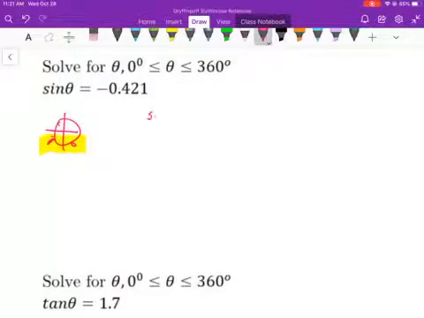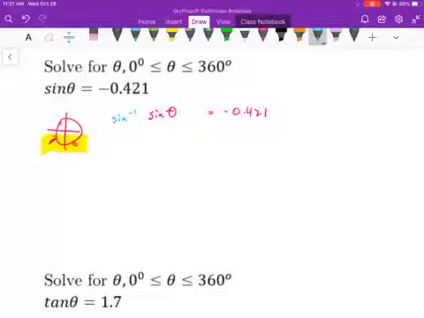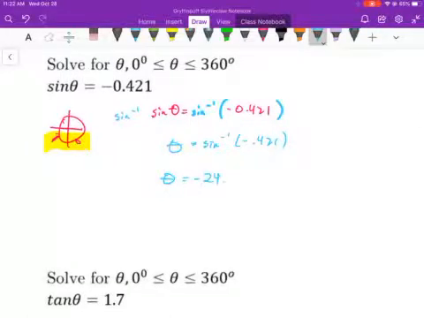And then I reach over and I write the equation again. Sine is equal to negative 0.421. I apply inverse sine to both sides of this equation to isolate theta. Now I have theta is equal to the inverse sine of negative 0.421, and reach for my calculator. Let's all reach for our calculators together. It gives me a seemingly nonsensical angle that theta is equal to minus 24.8.